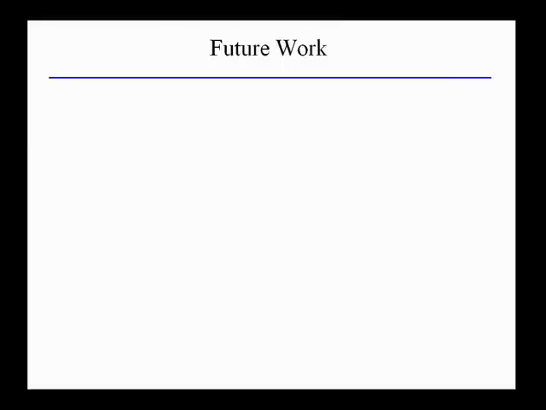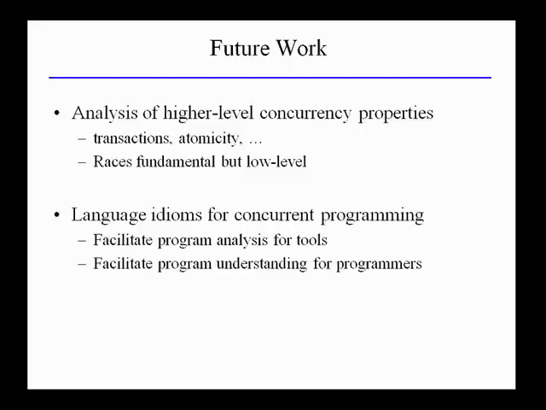And since we're trying to wrap up, Mayur has great plans to apply this basic idea to other things, and we're looking at things like transactions and atomicity. There are other places where races are involved, but these are higher level properties where you want a race checker as one of the building blocks. And finally, if you can do effective race checking, how does this change the way you would design a concurrent programming language to make it easier to write concurrent programs that are correct in the first place?